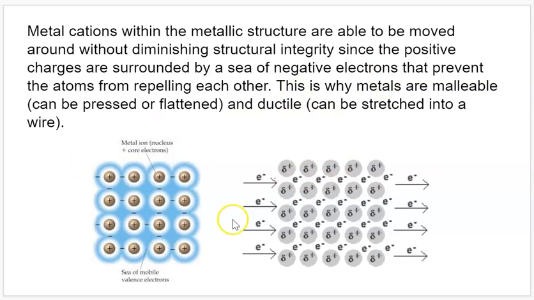It has largely to do with the structure again, because I'm able to move these metal atoms around and not force them to repel each other, because there are all these electrons in between. They're adding a softening effect, like a buffer effect. So if this atom gets pushed in this direction, it's not going to end up repelling this other one, because there are all these attractive electrons in between.